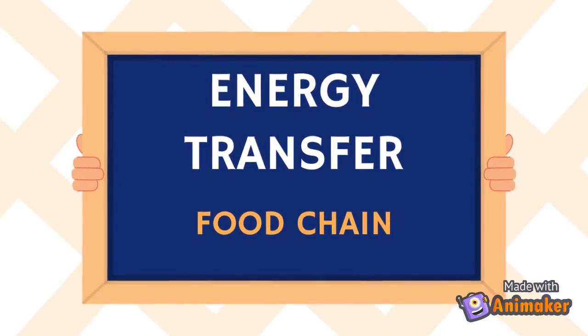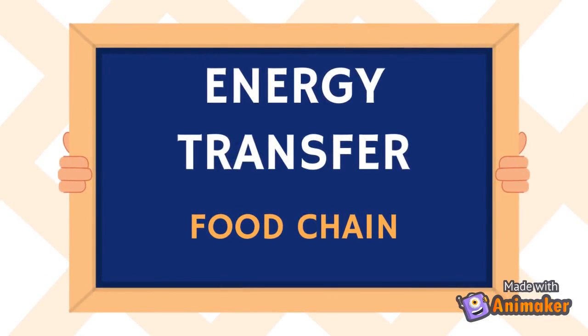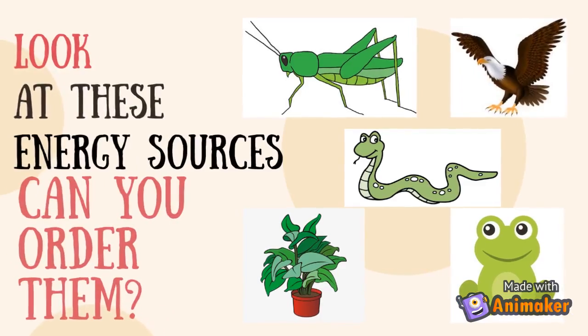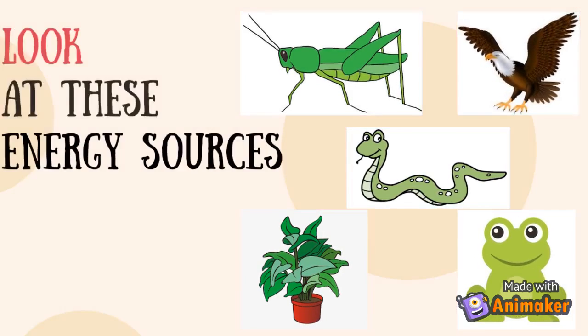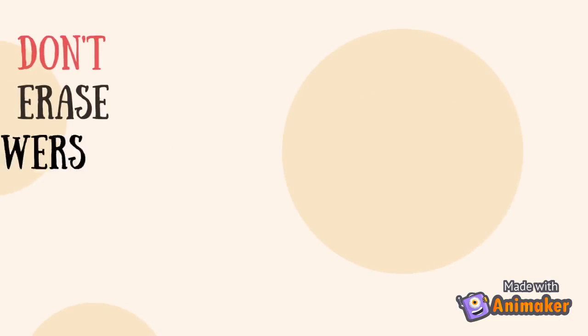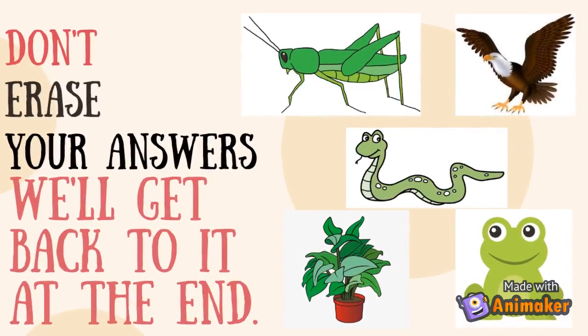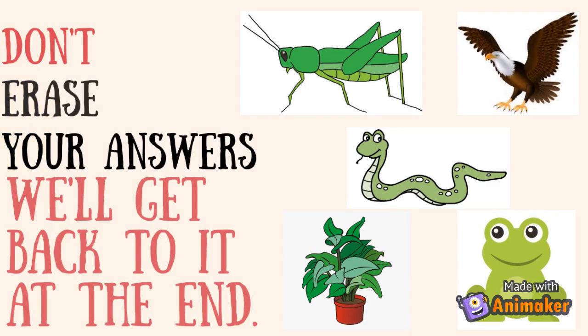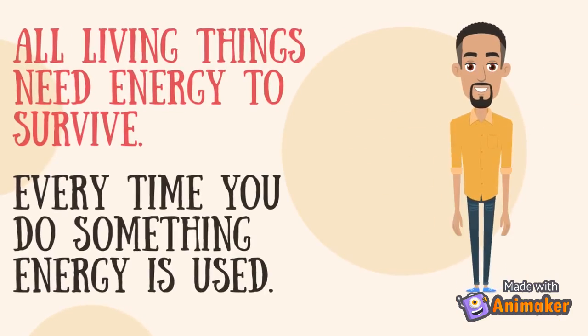Today, we'll be looking at energy transfer in the ecosystem by looking at food chain. Look at the following energy sources. Can you tell the order in which they'll appear in a food chain? Don't erase your answers. We'll get back to this activity at the end and you'll get an opportunity to make corrections.